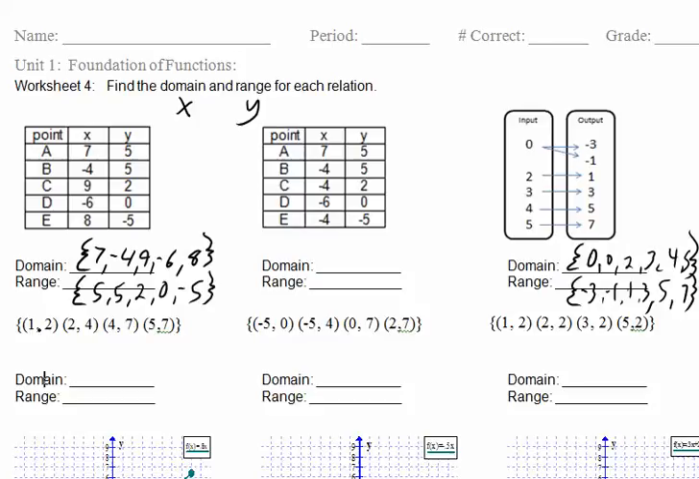It's the same thing. The domain is the x values. So 1, 2, 4, 5. And the range is the y values: 2, 4, 7, 7.